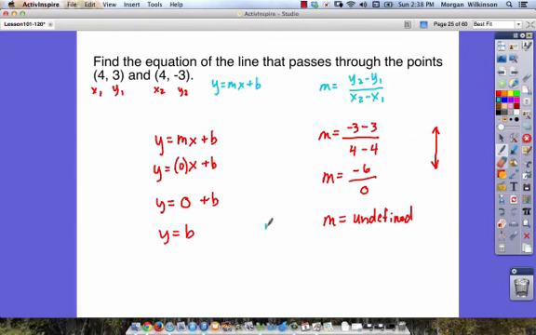Let's draw out a coordinate plane. If we sketch out a coordinate plane here, we've got our values 1, 2, 3, 4, and 5, and 1, 2, 3, 4, and 5. We can graph our points to see where y equals b. So x1 is 4 and y1 is 3. So (4, 3) will fall right here. And then (4, -3) will fall right here. We've got our vertical line, as we predicted earlier.